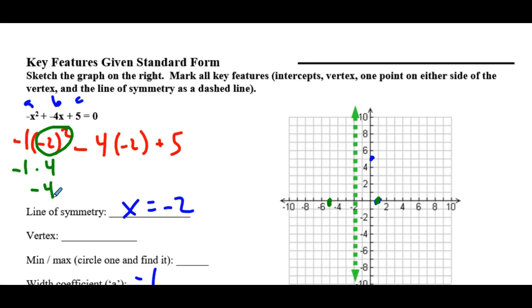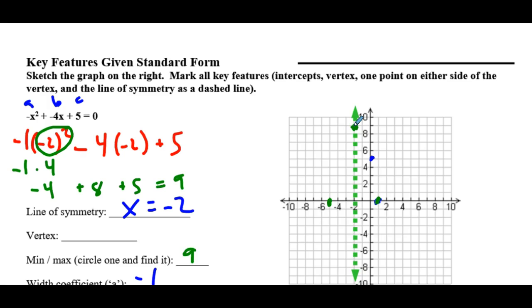-4 times -2 is +8, and then plus 5. We add those two. 8 and 5 is 13. Take away 4 is 9. So our min or max is 9, our height. So if I look at my dashed line, I'm going to follow that up to a height of 9. And that's where the vertex is going to be.